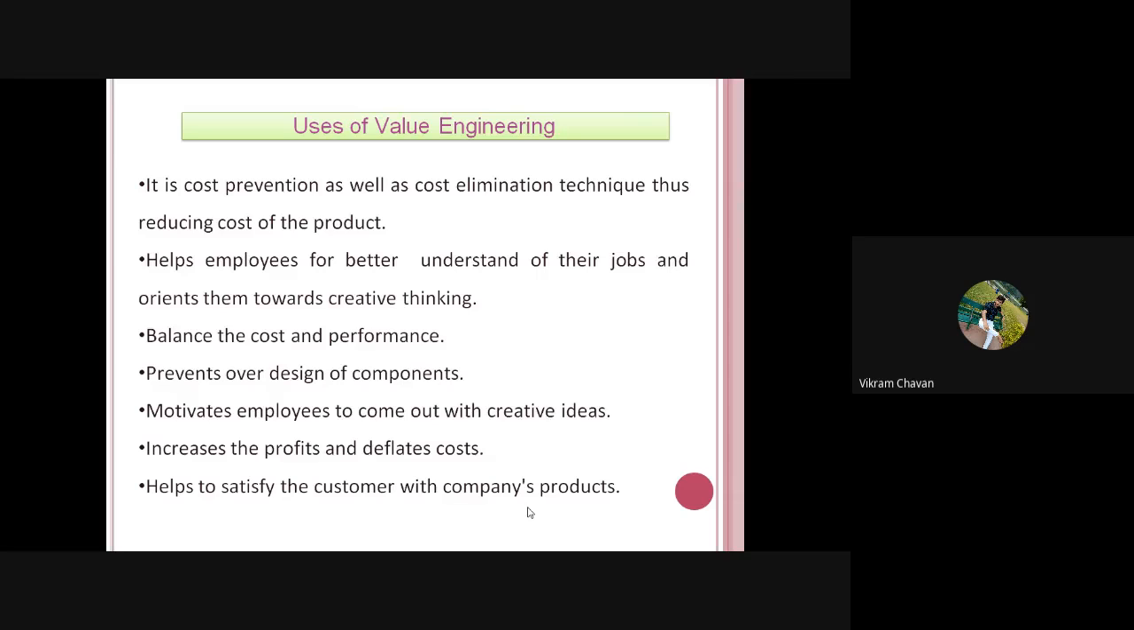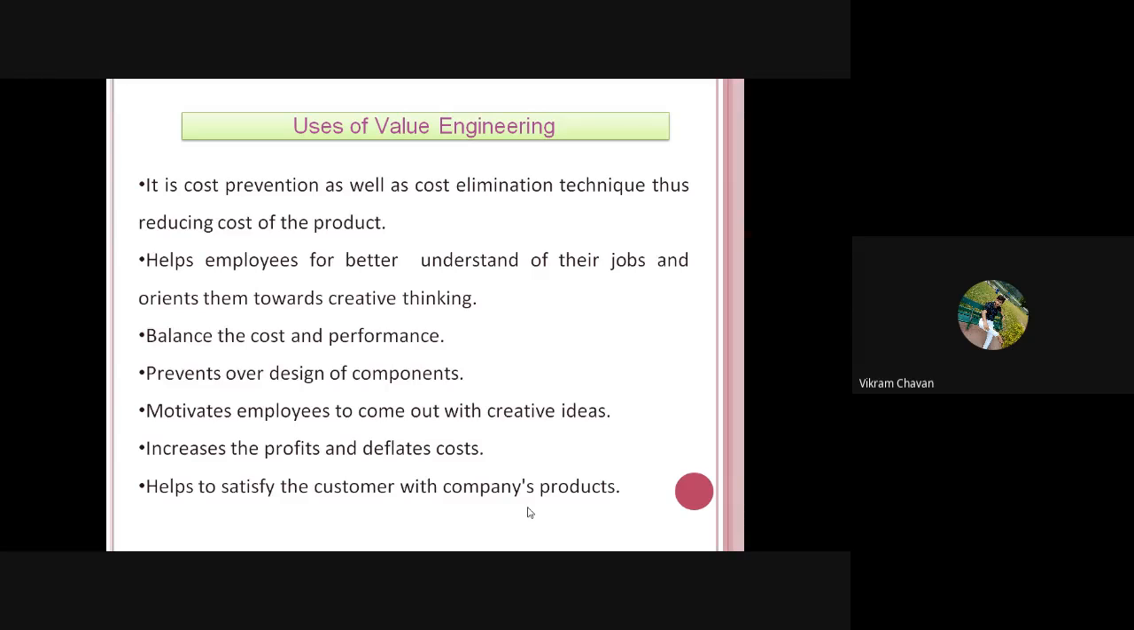Next one: motivates employees to come out with creative ideas.